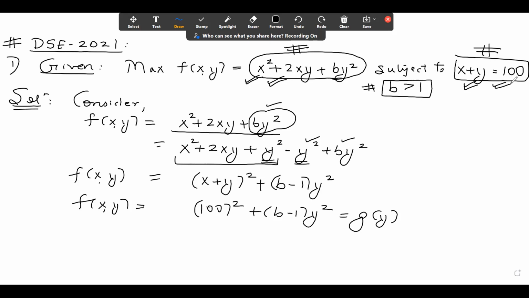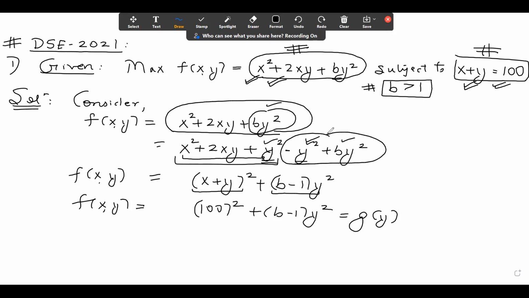Because we are given the constraint that x plus y should be equal to 100. So the trick we have used is: we were given f of x, y, we add y square and we subtract y square. Now x square plus 2xy plus y square, I can write as x plus y whole square plus b minus 1 y square, because within this I take y square common, I get b minus 1 inside. x plus y is 100, so 100 square plus b minus 1 times y square.